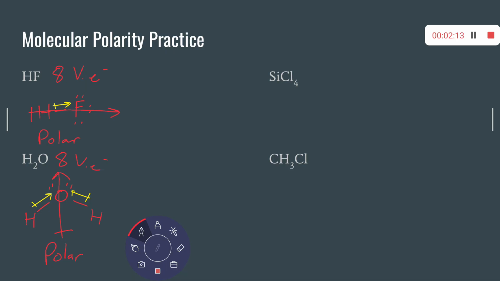All right, let's try the next one, SiCl4. When you calculate your valence electrons for this, you should end up with 32. And your Lewis dot structure should look something like this.